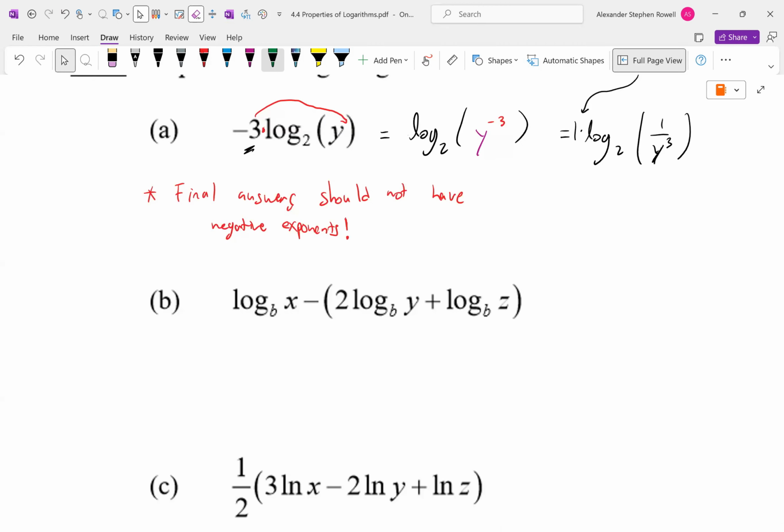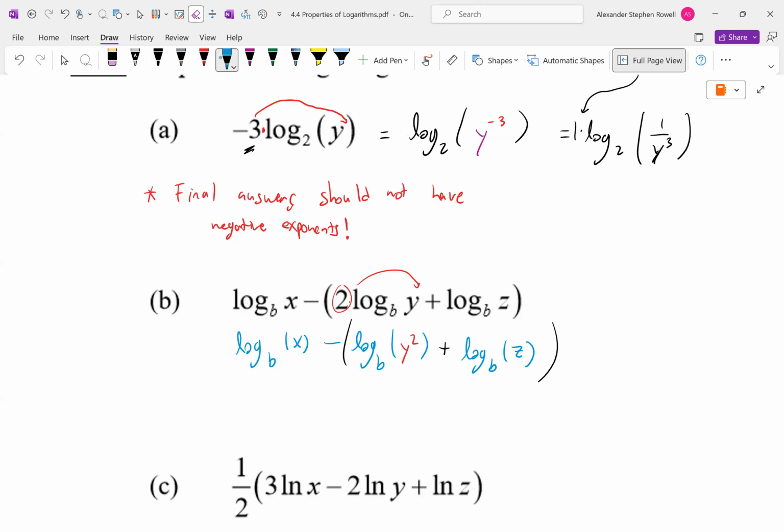Inside the parentheses, okay. Yeah, let's deal with the coefficient first and make that an exponent. Log base b of x minus, oh, wait a second. Let's keep the parentheses there so I don't mess up. Log base b of y squared plus log base b of z. So even though the parentheses aren't written there, they're inferred. That's what's being plugged in. And if there's no parentheses written, you assume only the next thing is in there. So I'm assuming only the y is in there. I'm not assuming this whole thing is in there.